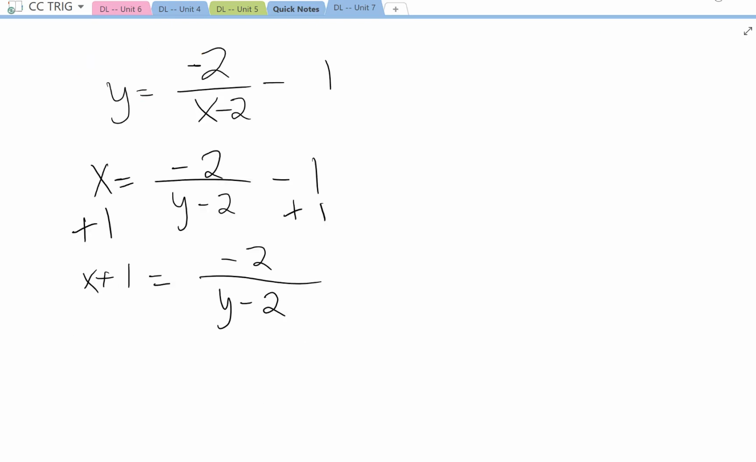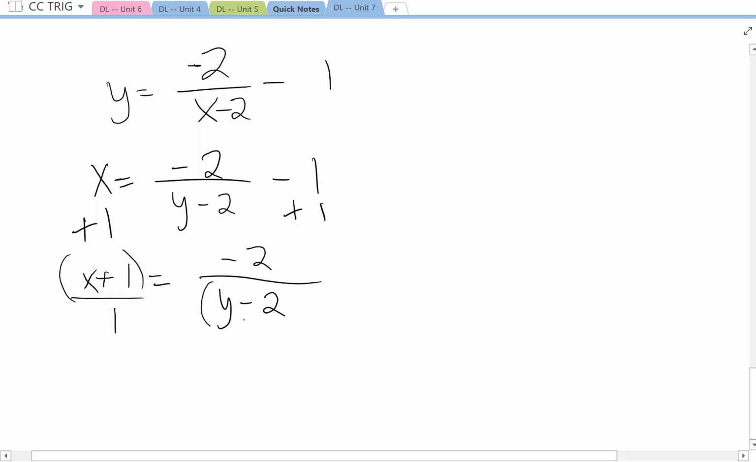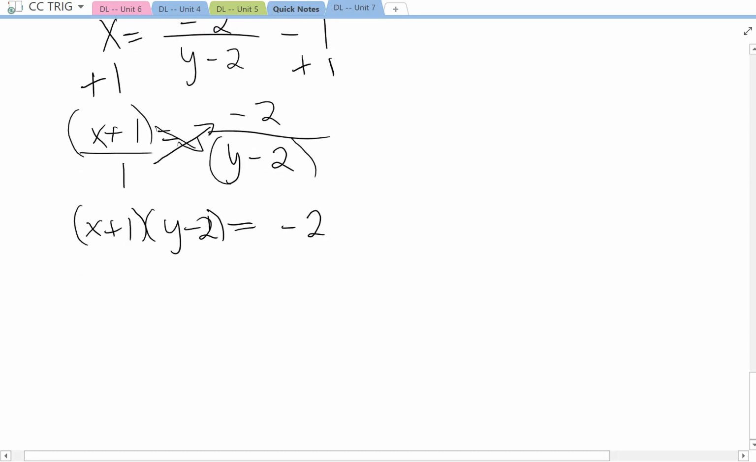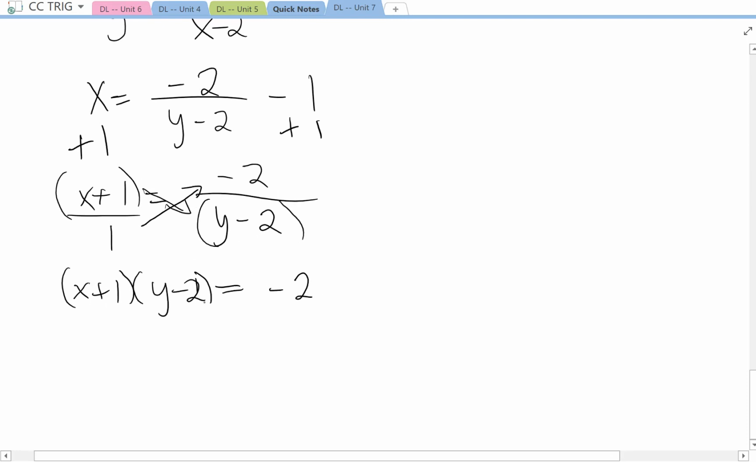Some students prefer cross multiplication. I'm going to put this over 1. Remember, any quantities need to be multiplied together. So this times this, x plus 1, multiplied by y minus 2 is equal to 1 times negative 2. You may say that does not look like an easier equation to solve. Well, it actually is, though, because we've moved the y out from underneath the negative 2.